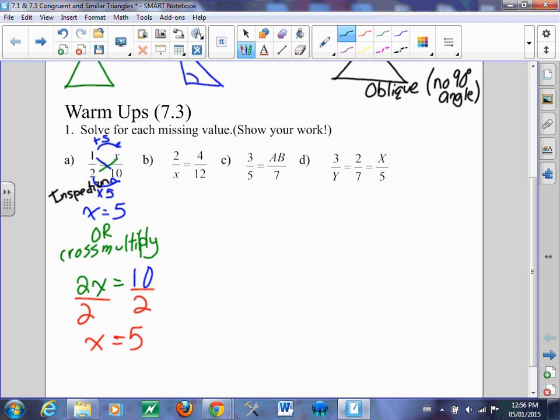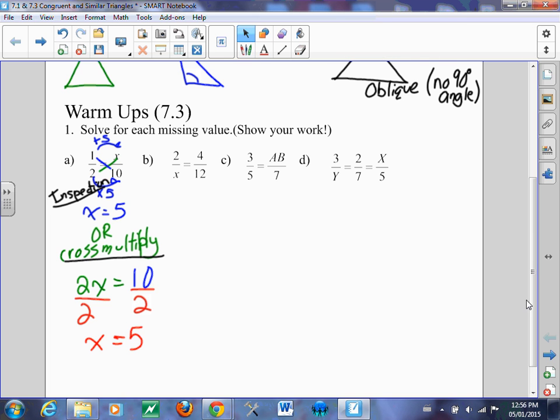So, for example, if I just skip to number 3, what number do you multiply 5 by to get to 7? Well, there is no even number, so that's why inspection does not always occur. It only occurs when you have even multiples or dividers. So we can always use cross multiply, and only sometimes can you use what's called inspection.